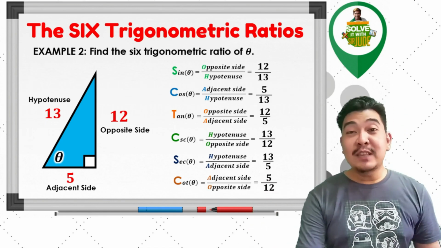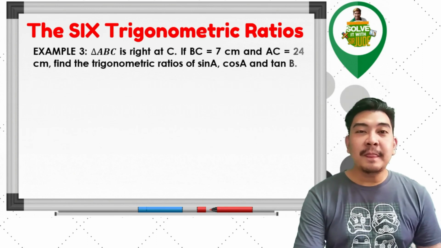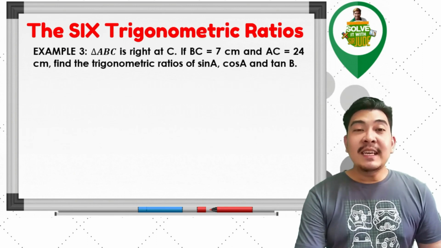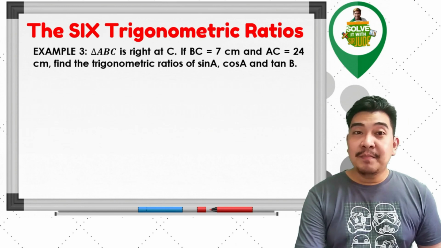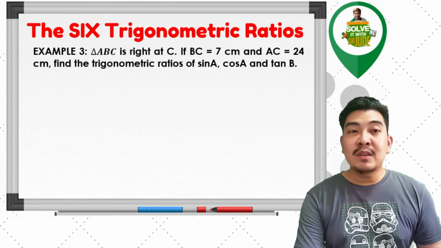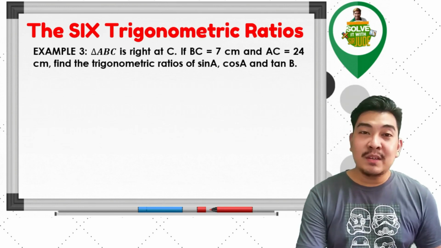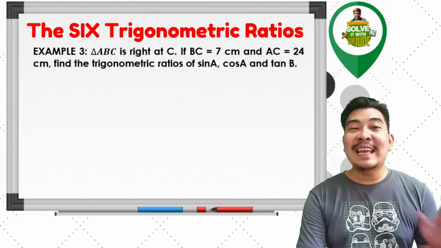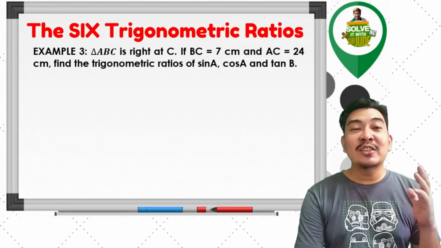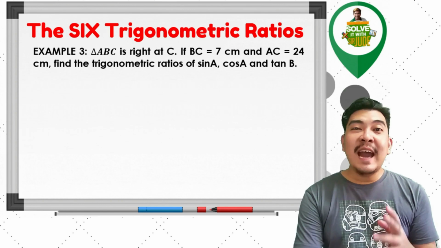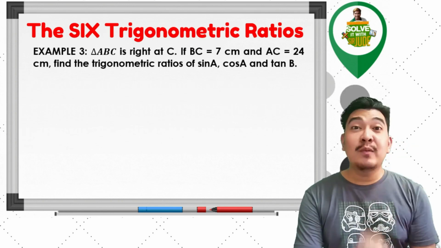So let us proceed to the third example. This time, triangle ABC is right at C. If BC is 7 centimeters and AC is 24 centimeters, find the ratios of sine A, cosine A, and tangent B. So we are only asked to find 3 of the ratios.